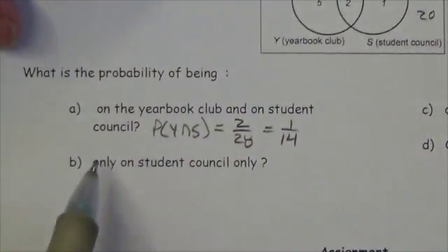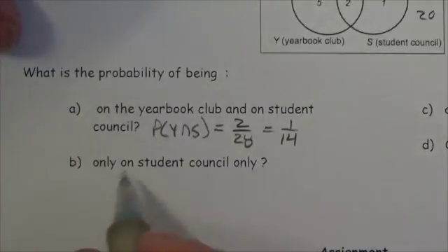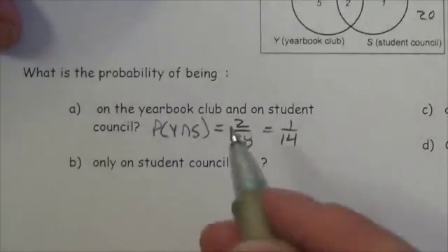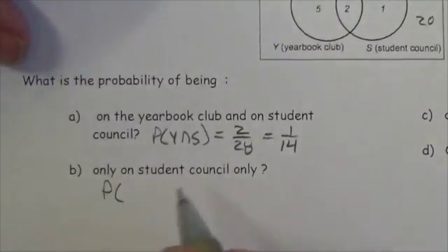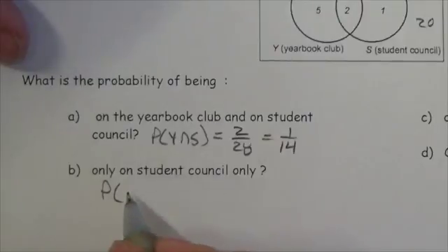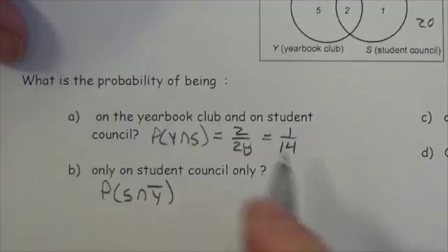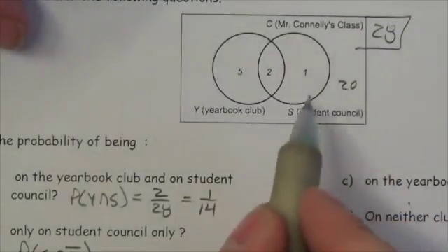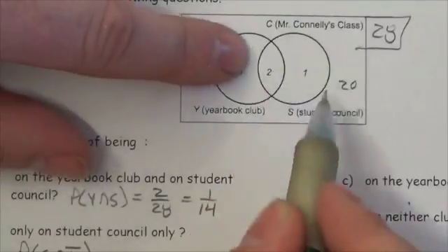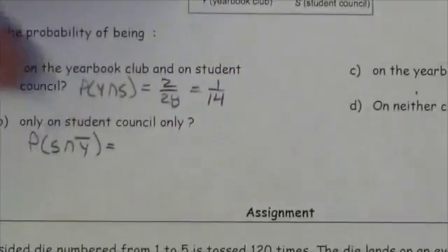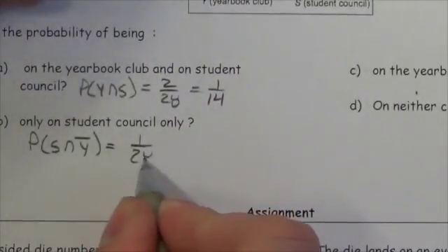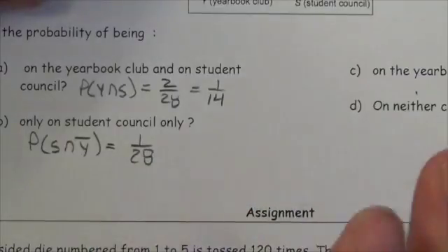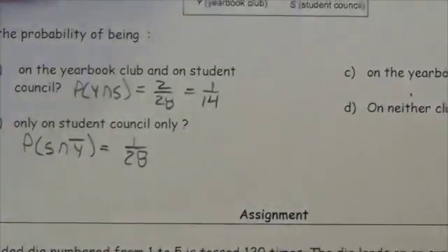What's the probability of being on only the student council? Student council only. This is basically student council and not yearbook. Just on student council. Well, on student council, these 2 people are on both, so it's just that one person there. So 1 out of 28 people are on just student council.